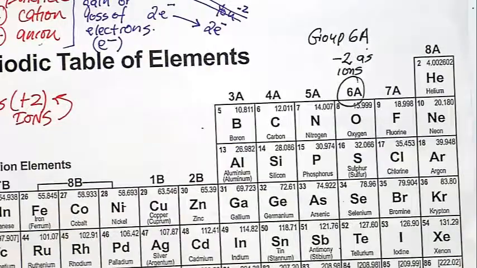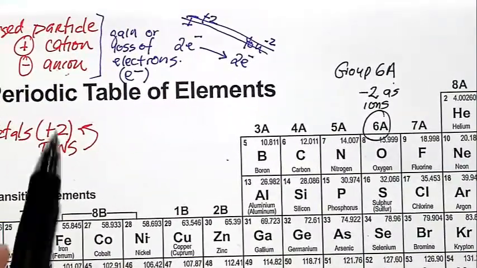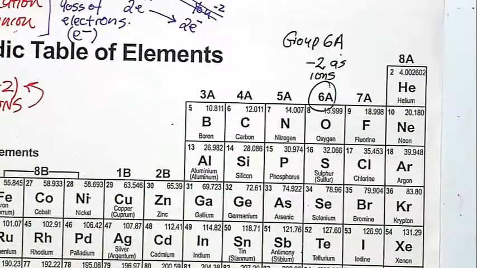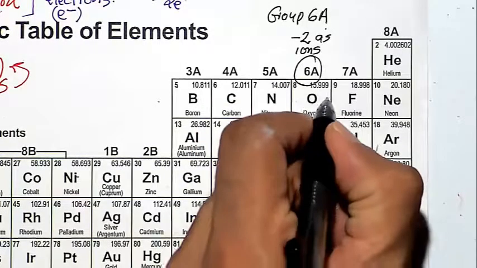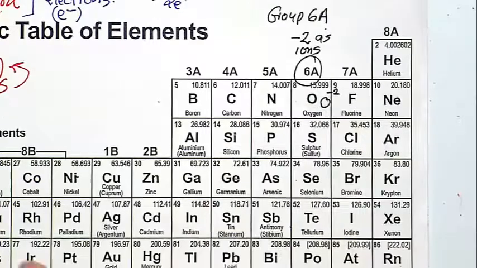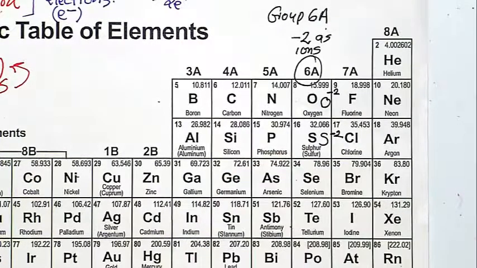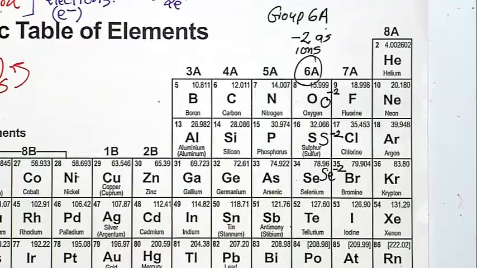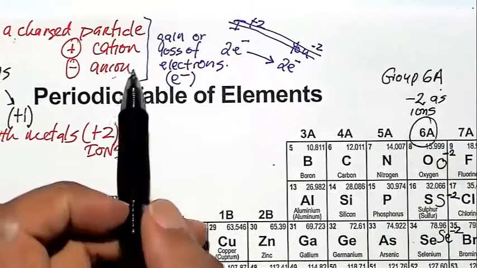What does that mean? It means that elements in group 6A like to gain 2 electrons. And when they gain 2 electrons, they become -2. So oxygen by itself, neutral oxygen, is going to be O, but oxygen as an ion is going to be -2. Sulfur as an ion would be -2. Selenium can be -2. We have seen selenium also have negative charges besides -2. So these tend to have a -2 charge when they gain electrons.